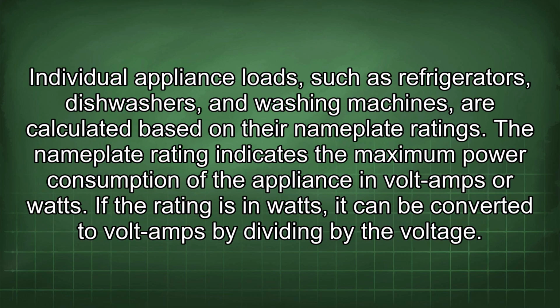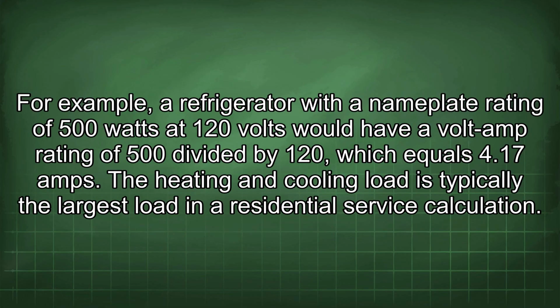Individual appliance loads, such as refrigerators, dishwashers, and washing machines, are calculated based on their nameplate ratings. The nameplate rating indicates the maximum power consumption of the appliance in volt-amps or watts. If the rating is in watts, it can be converted to volt-amps by dividing by the voltage. For example, a refrigerator with a nameplate rating of 500 watts at 120 volts would have a volt-amp rating of 500 divided by 120, which equals 4.17 amps.